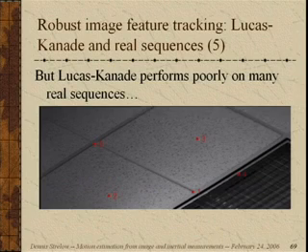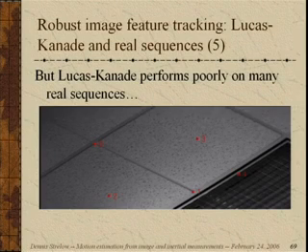Okay, so this is the same sequence that I showed you before. Like I said, this was a bunch of points picked out by hand, tracked with Lucas Kanade, and then there was a pretty excruciating manual correction to get the correct position of those 23 points over 150 frames.